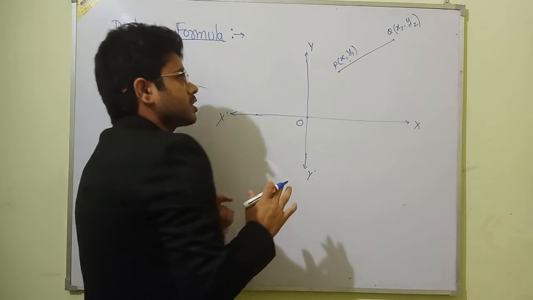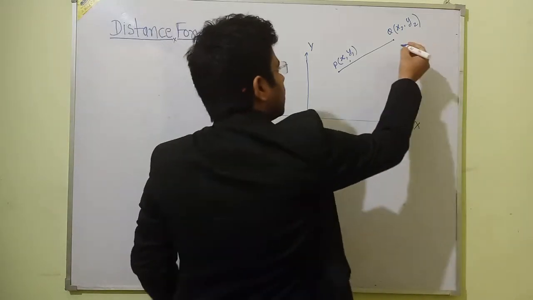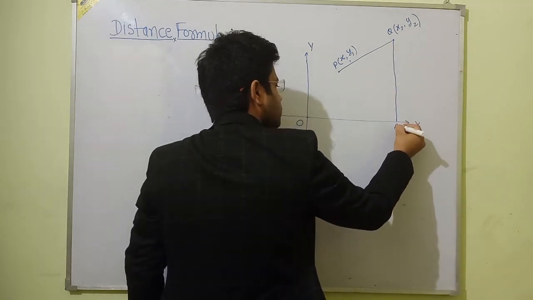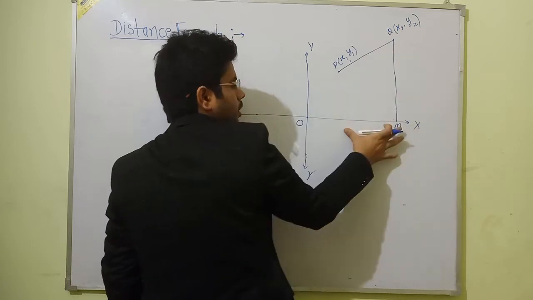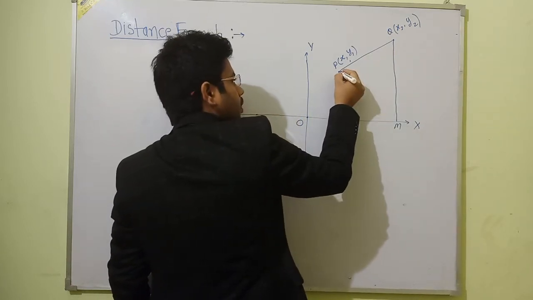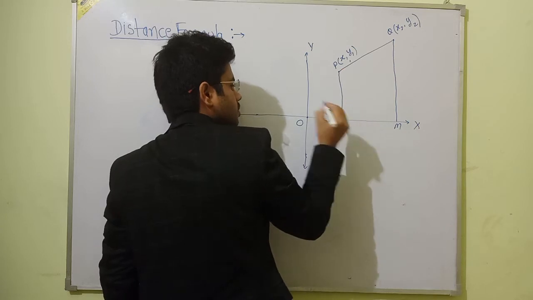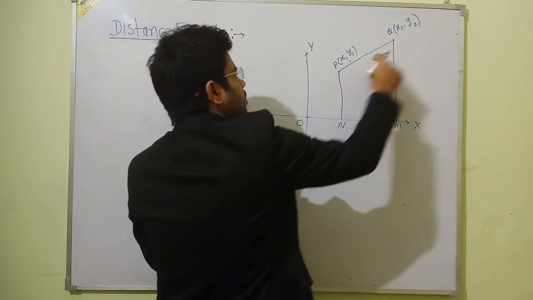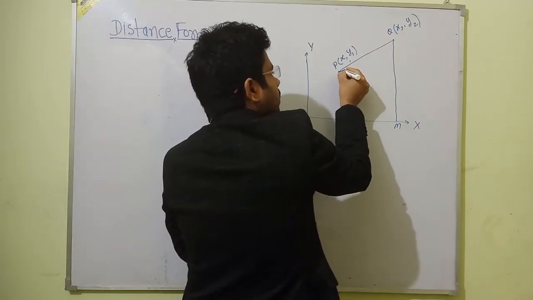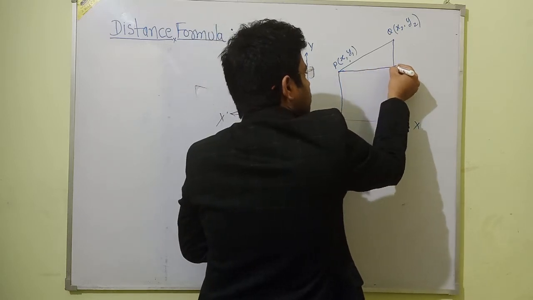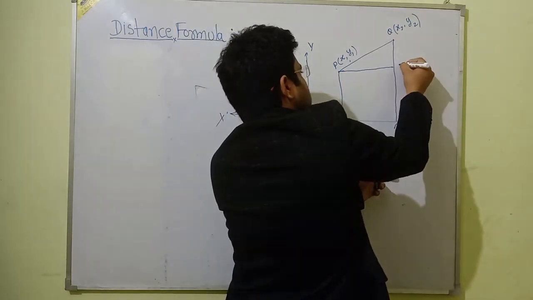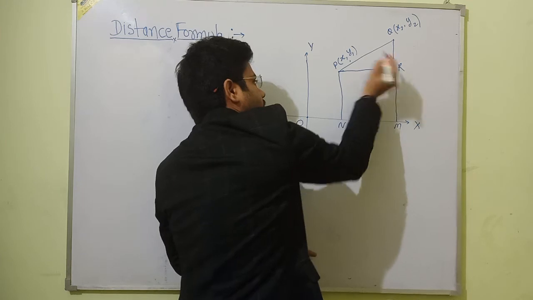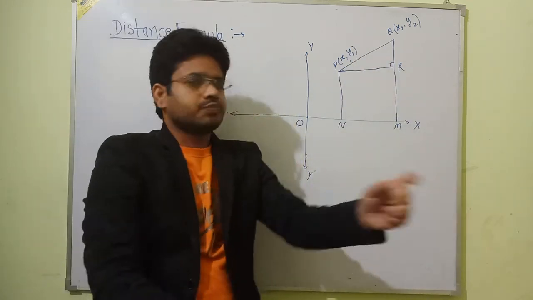For this, let us do some construction. Draw a line QM perpendicular to the x-axis. From Q, draw a perpendicular QM on the x-axis, and from P also draw another perpendicular on the x-axis, which is PN. Then draw one other perpendicular from P on QM, which meets QM at a point, that is R. Okay, so please see carefully.